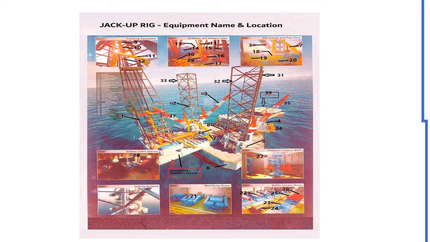Number 22 is this one, the mud shaker. 23, this blue equipment, is the degasser. And 24 is the mud tank. Here we have a mud tank over here. 25 is this one, the desander. 26 is the desilter.